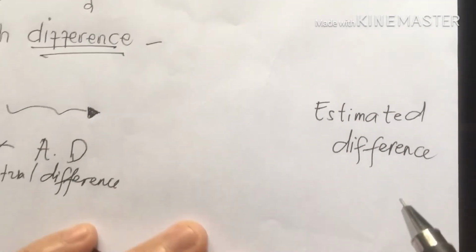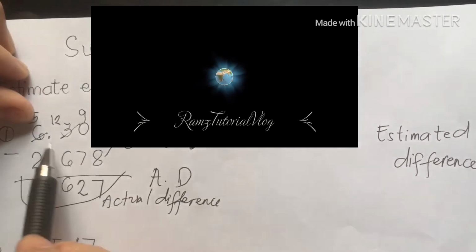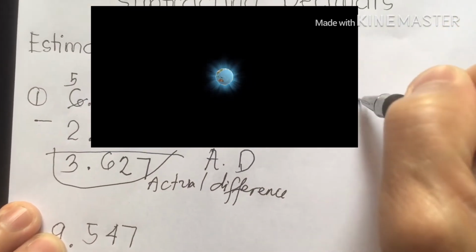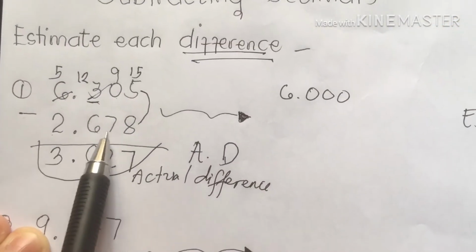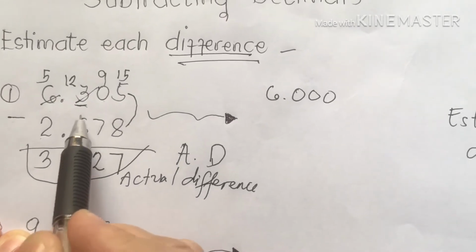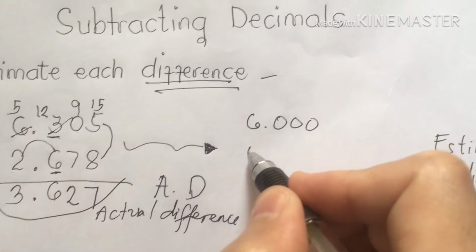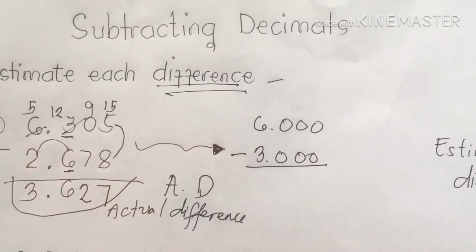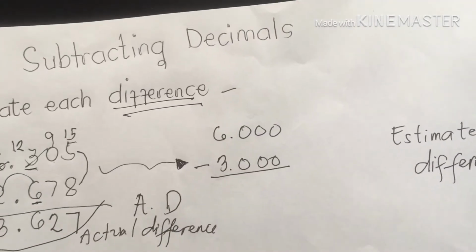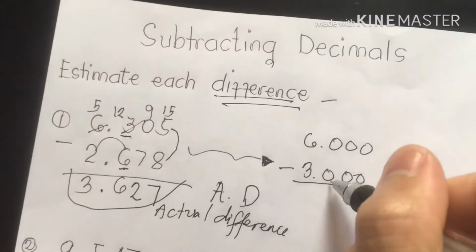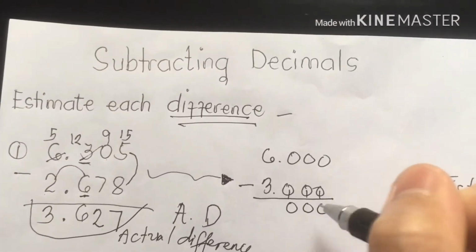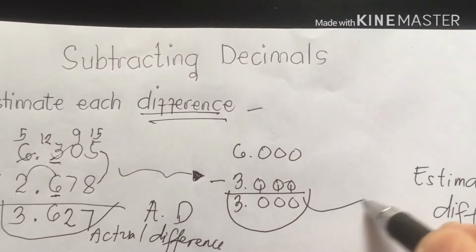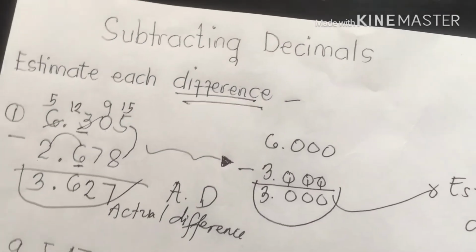Okay, our estimated difference. For 6.305, since 3 is rounding down, we're going to write here 6.000, triple zero. For 2.678, 6 is rounding up, so we're going to add 1 to 2. 2 becomes 3.00. Next, subtract, class. Don't forget to put the subtracting sign. We are going to subtract: 6 minus 3 is 3. Okay, therefore, this will be our estimated difference.